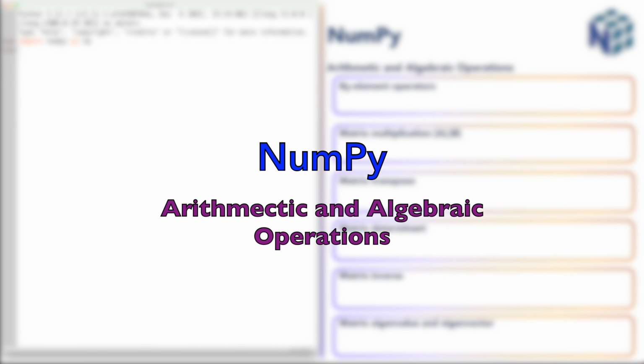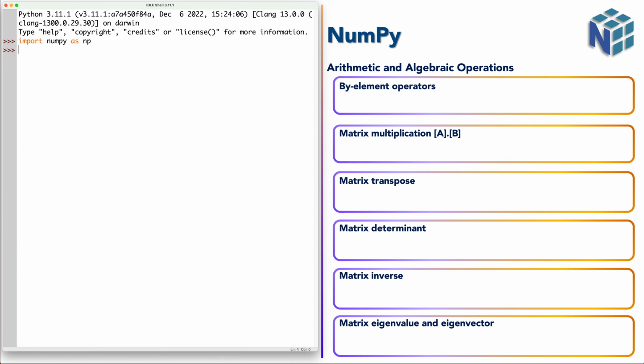Since the NumPy package is specially developed for mathematical and numerical computations, it has numerous operators and functions to perform special arithmetic and algebraic operations according to the laws of vectors and matrices. First, let's see the bi-element operators. They perform operations like addition, subtraction, multiplication on corresponding elements of two similar arrays.